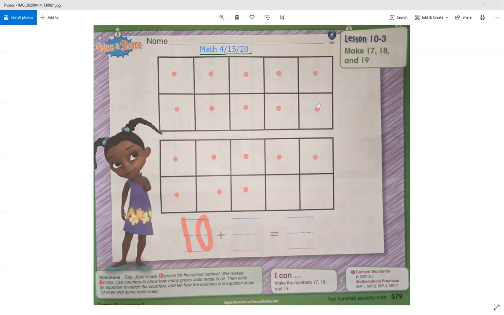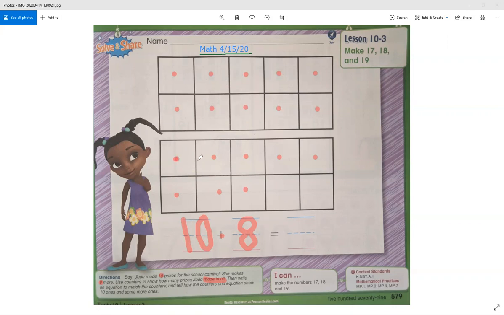So first she had 10 prizes, and then she added on 8 more prizes. So she had 10 and she added 8 more. So let's go ahead and put our number 8 down here, because we know she added more, which means we're going to use this plus sign down here, right? So that means 10 plus 8. So now I got to figure out what 10 plus 8 is. How many prizes did she make in all? So that means we can add all these together. But we already know that there's 10 up here, so we don't even have to count these. We know there's 10 here and 8 here.